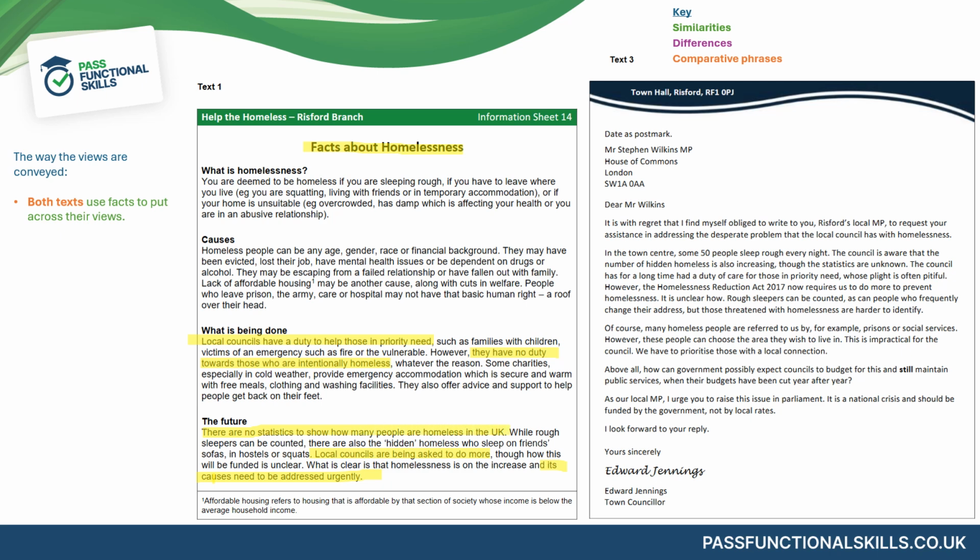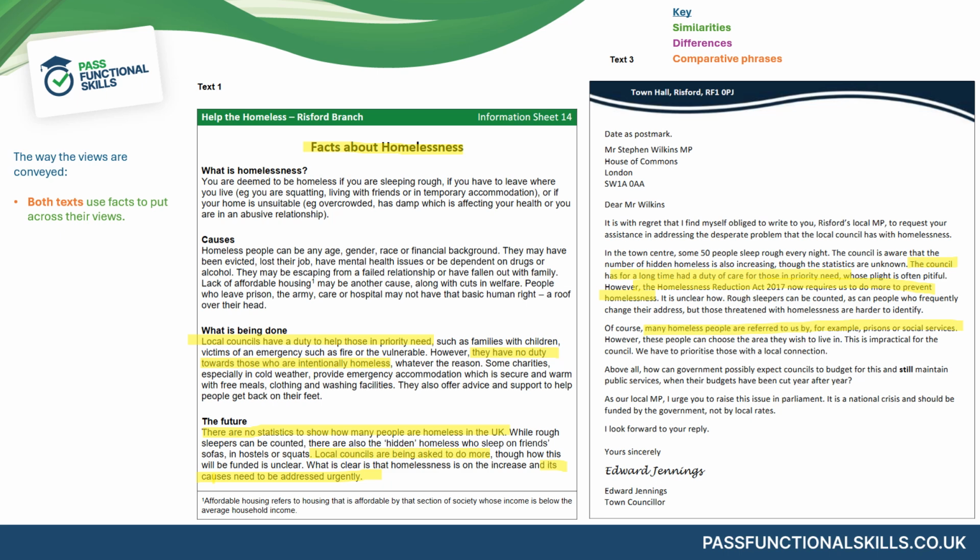In Text 3, we've got similar facts. So they say that the council has had a duty of care for those in priority need for a long time. They talk about the Homelessness Reduction Act, which requires them to do more to prevent homelessness. That many homeless people are referred to the council by prisons or social services.